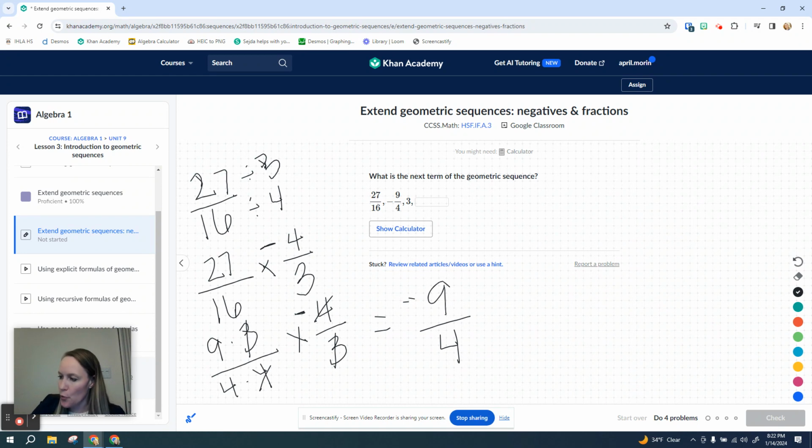Now I need to know if I take this negative 9/4 and multiply it by negative 4 thirds, am I going to get 3? Okay. So times negative 4 thirds. So I'm going to go ahead and rewrite my 9.